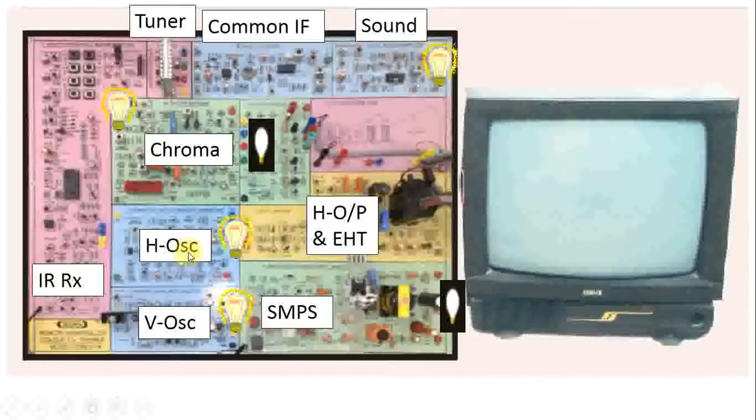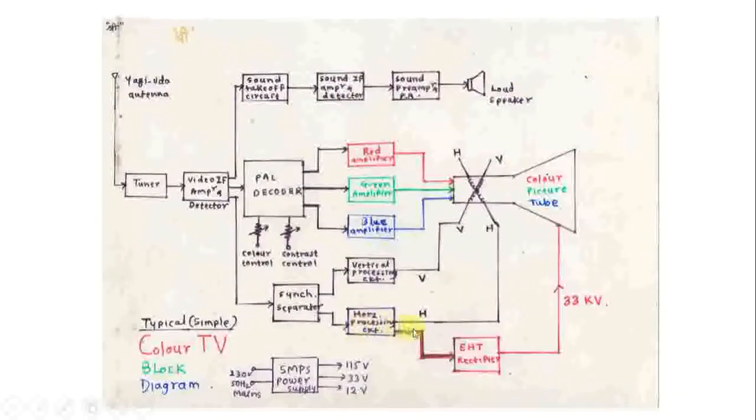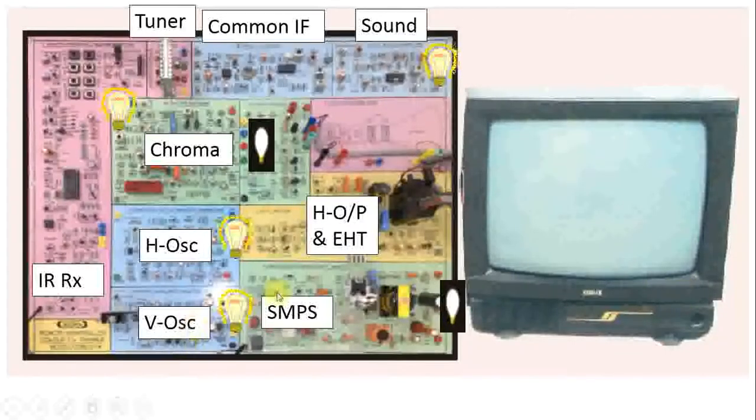From H oscillator output itself, just try to recall this section. From H oscillator output, EHT rectifier is there, and it is connected to extra high tension, that is 33,000 volt, is connected to the final accelerating anode voltage. The same thing is done over here. So if you see this black section is nothing but extra high tension transformer. So whatever H oscillator output is given to this extra high tension transformer, number of primary turns are less and number of secondary turns are more.